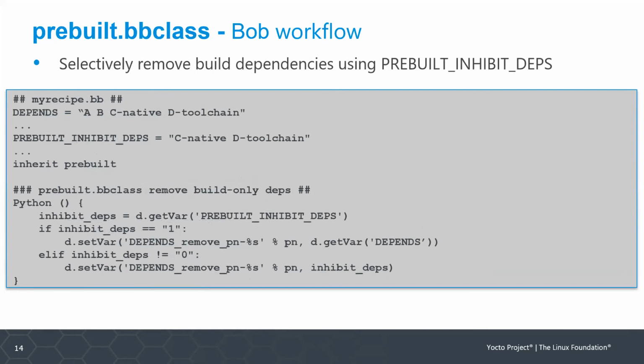When LS was providing the recipe, she knows which of the mentioned dependencies are source dependent, for example, the tool chain, any native installations. So in the recipe, she'll define a variable called pre-built inhibit deps, where a list of dependencies which need to be pruned are mentioned. When building from sources, this list is not honored. But while installing the pre-builds, we'll go ahead and selectively remove these dependencies.